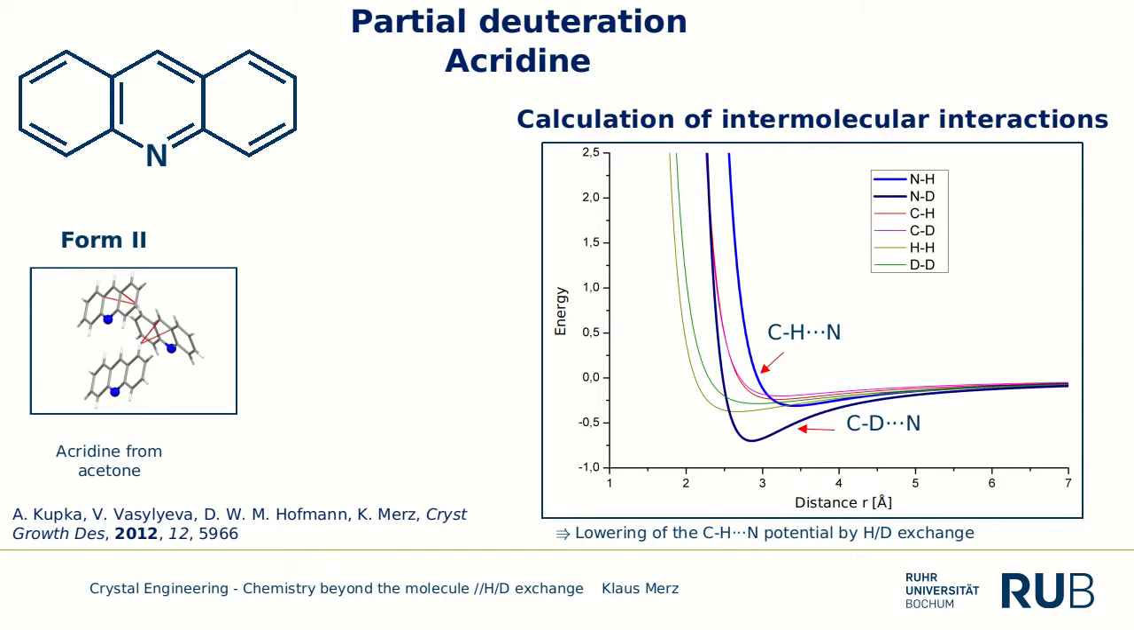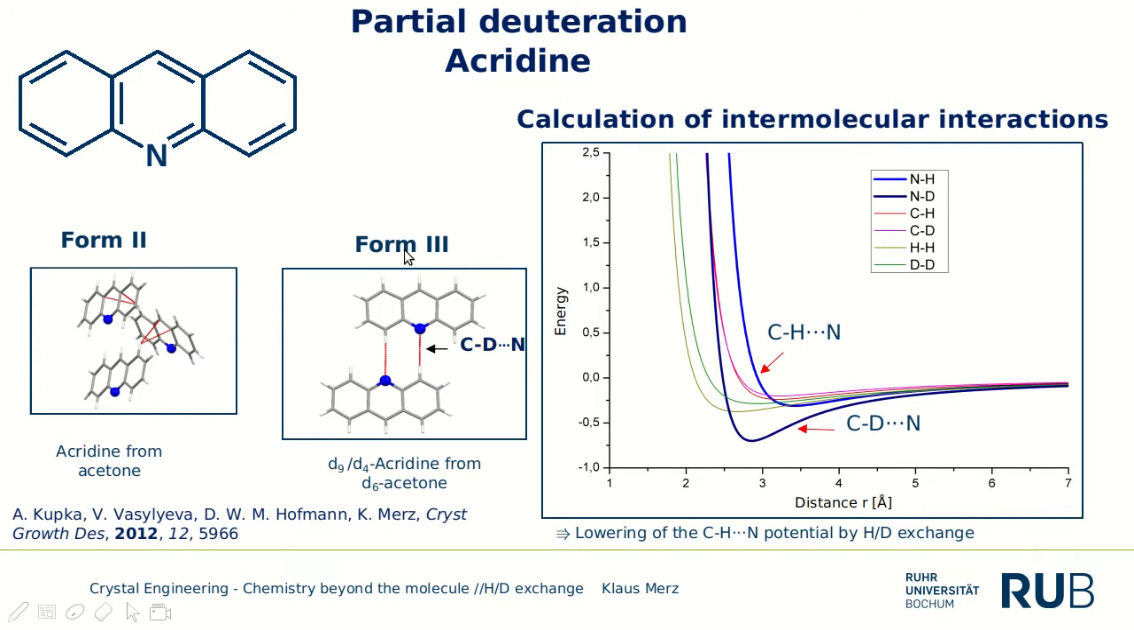Have a look at the crystal structures. This is form 2. What you see is C-H...π interactions. In the case of form 3, you have C-H...N interactions. This is exactly this one here. So this interaction in form 3 is now stabilized by switching to deuterium and leads now to the formation of form 3.